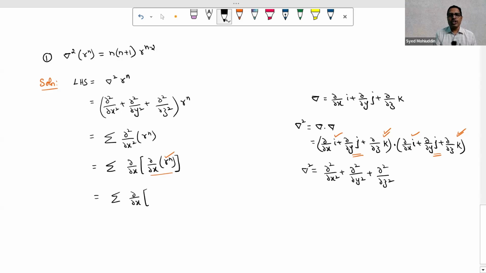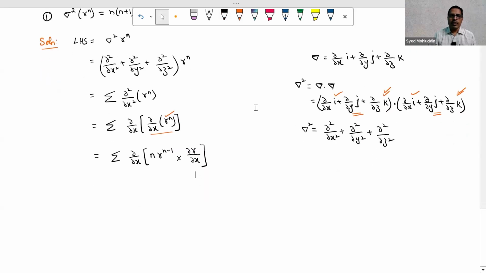Let us differentiate this one. R power of n differentiation will be n r power of n minus 1, like d by dx of x power of n differentiation is n x power of n minus 1. That's the basic formula we are using. Into further r differentiation with respect to x, partial derivative of r with respect to x, dou r by dou x. But we already saw the value of dou r by dou x in the previous video. You can just observe my previous video where I have shown you the value of dou r by dou x.